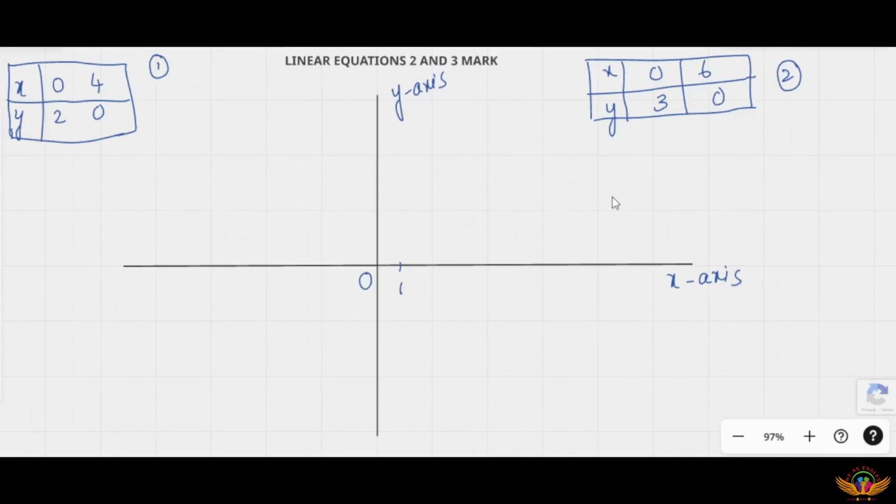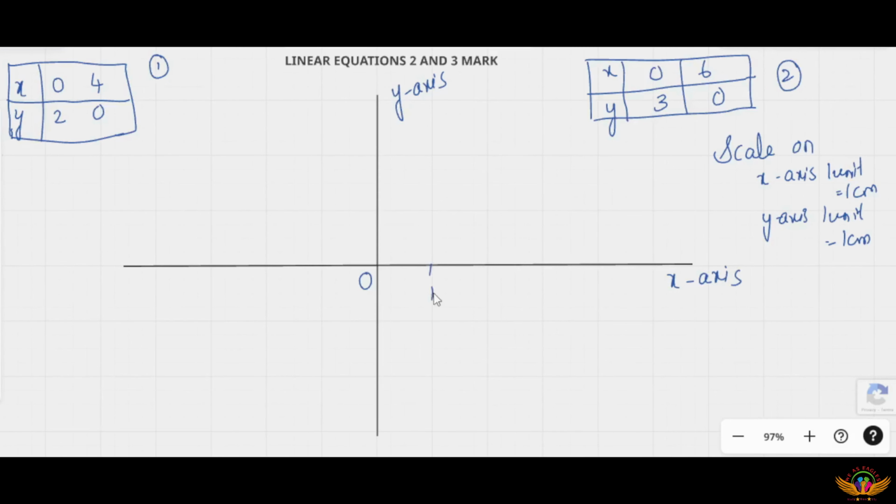So scale on x-axis we have to for sure write down. This also carries 1 or 2 marks. Scale on x-axis, 1 unit we are taking 1 centimeter. And on y-axis also we are taking 1 unit as 1 centimeter. So you have to write down neatly. Okay, 0, 0. Let me write neatly. So I'm taking 1 unit.